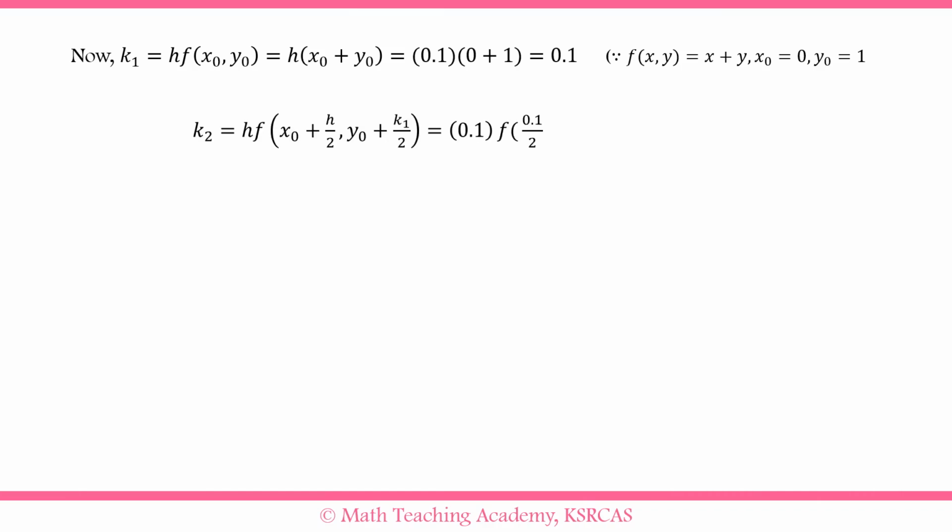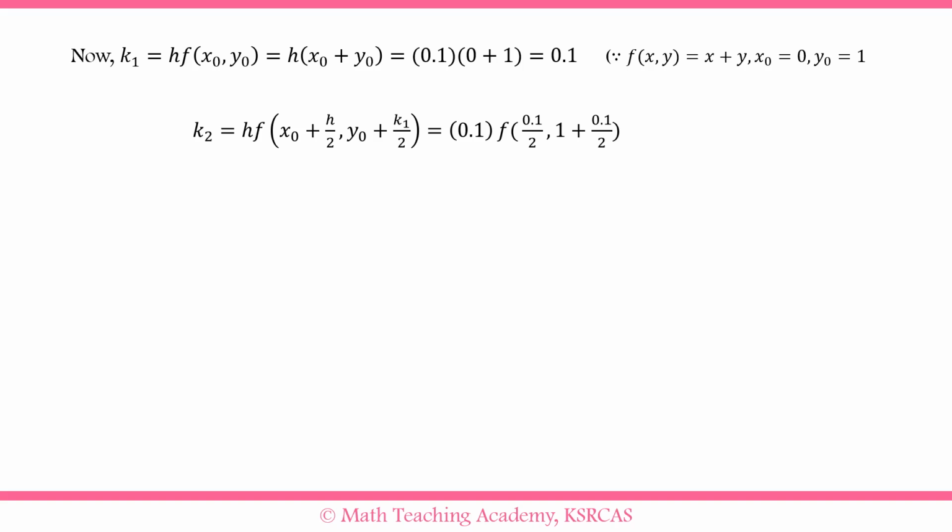k1 equal to h into f of x naught comma y naught. Given f of x comma y is x plus y, replace x by x naught and y by y naught. So h into x naught plus y naught equal to h value 0.1 into x naught value 0 plus y naught value 1, so the answer is 0.1.